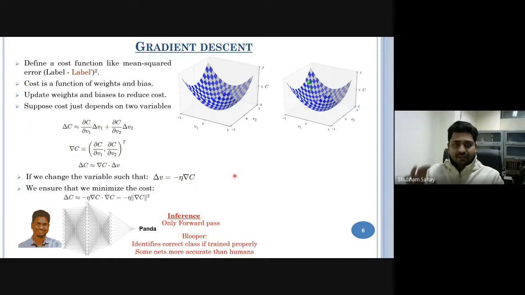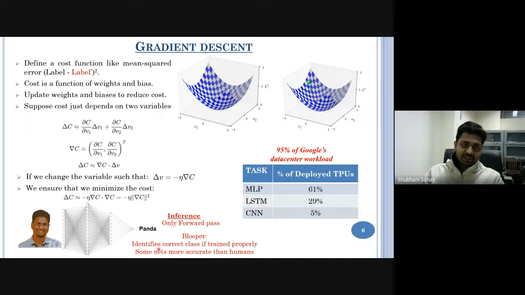Also, if you look at Google's data center workload, around 95% of Google's servers are used only for performing these applications. So you can understand what kind of heavy usage these neural networks are seeing in the industry. The MLP, the multi-layer perceptron, accounts for around 61% of the overall servers of Google doing this application. 29% go on doing LSTM, which is a neural network that I'll be talking about.